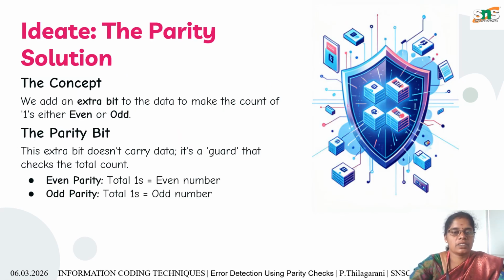In the ideate phase, the parity solution is that we add an extra bit to the data to make the count of ones either even or odd. The parity bit is the extra bit; it doesn't carry data. It is a guard that checks the total count. Even parity means the total number of ones is even. Odd parity means the total number of ones is odd.